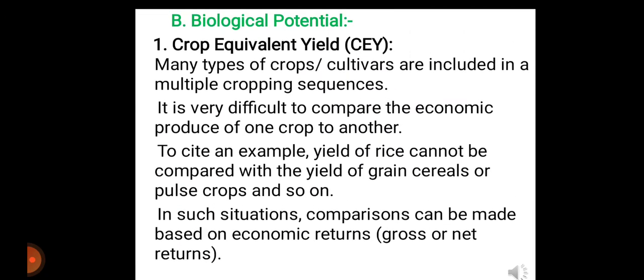Biological potential: crop equivalent yield, CEY. Many types of crops and cultivars are included in a multiple cropping sequence. It is very difficult to compare the economic produce of one crop to another. To cite an example, the yield of rice cannot be compared with the yield of cereals or pulses crops, and so on. In such situations, comparisons can be made based on economic returns, gross or net returns.